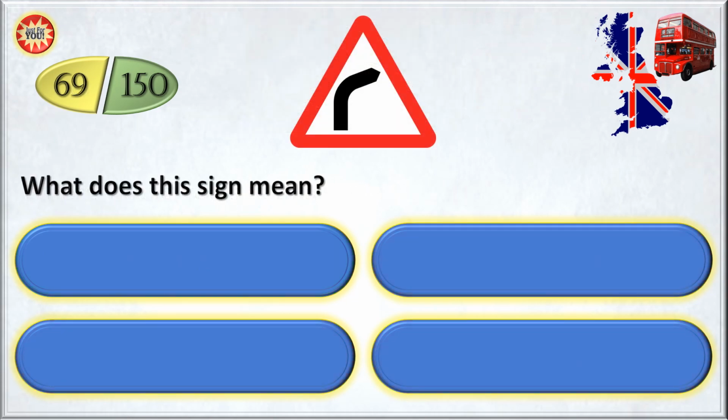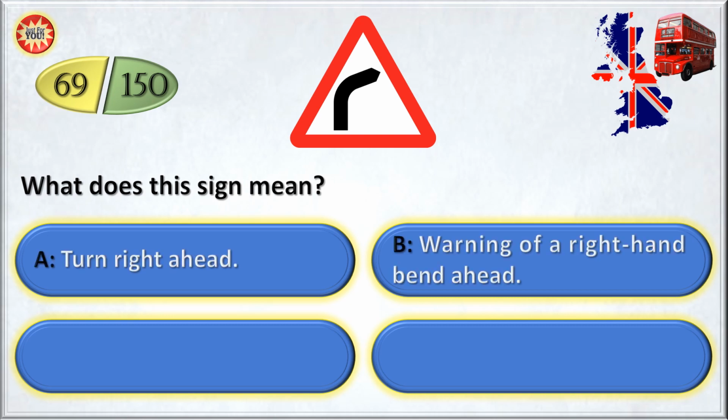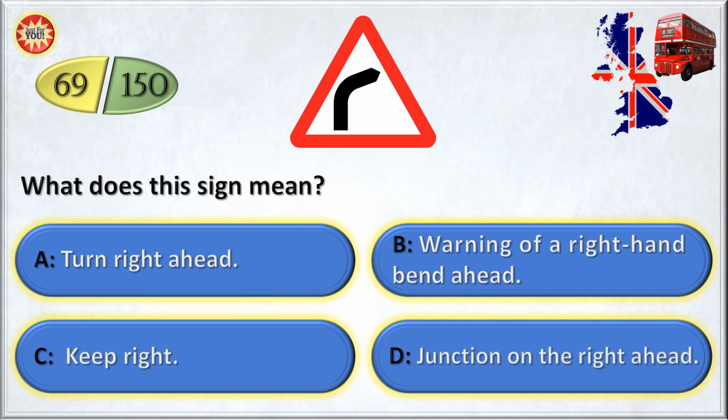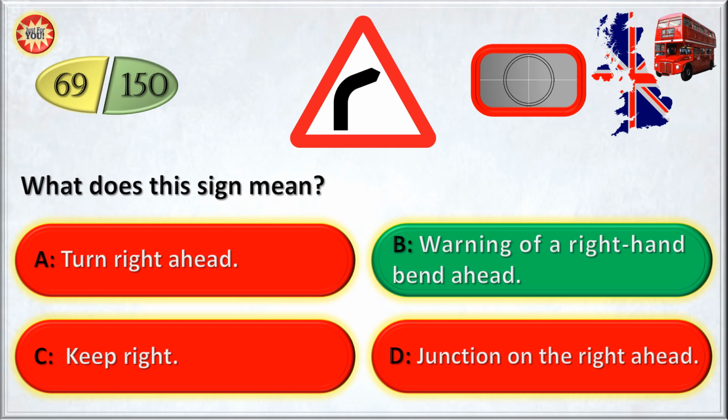What does this sign mean? Turn right ahead. Warning of a right-hand bend ahead. Keep right. Junction on the right ahead. Warning of a right-hand bend ahead.